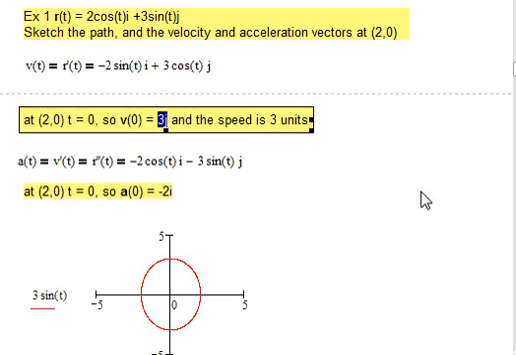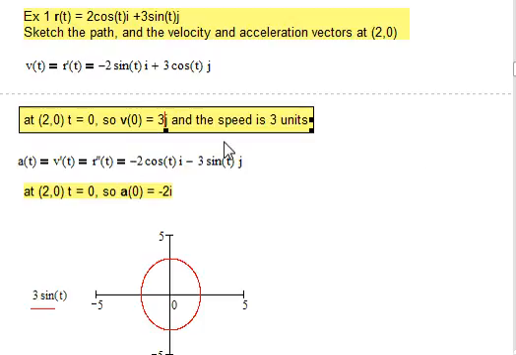And the speed would be the length of the vector 3j. I don't even have to do a square root for this one if I don't want, because I can just see that the length of vector 3j is 3 units. Even if that was negative 3j, the length, that is the speed, would still be 3 units.